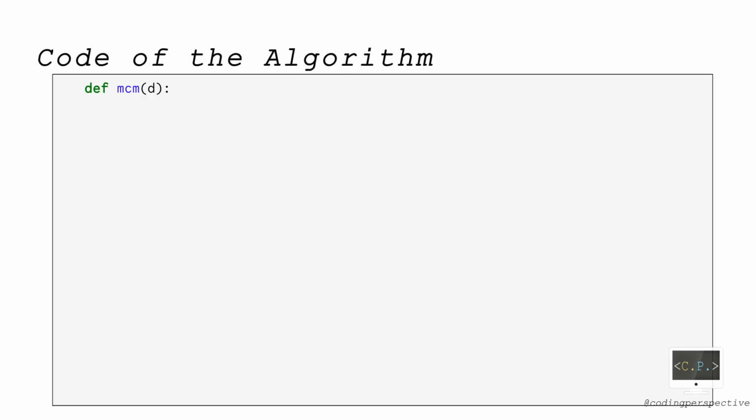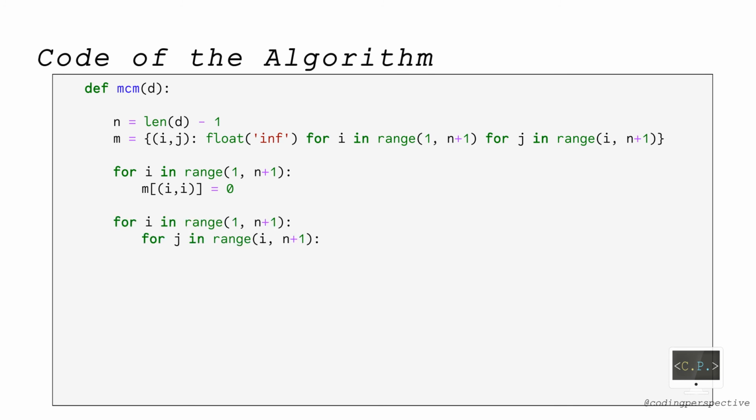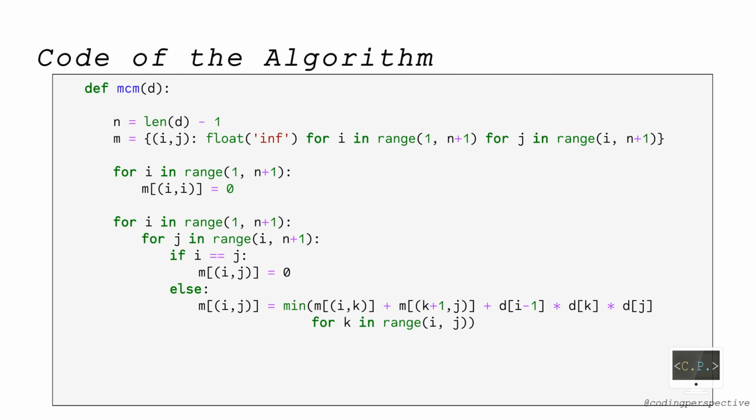Now, let's code this algorithm in Python by writing a function called MCM. The input of this function is the dimensions d as a list. First, we compute n, the number of matrices. It is the length of the list d minus 1. Then we initialize m as a dictionary and set mij to infinity for each i and j to avoid key error while updating mij. In the first step, we set mii to 0 for each i from 1 to n. In the second step, we iterate over each i and each j greater than or equal to i. We update mij in these loops by using the recursive rule I mentioned earlier. Lastly, we return m1n as the minimum number of operations required to perform the multiplication.